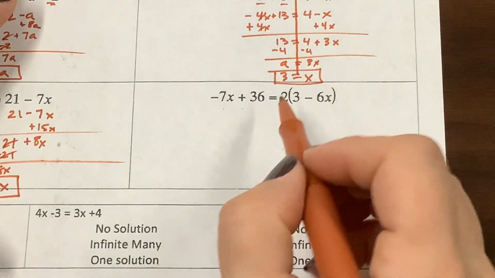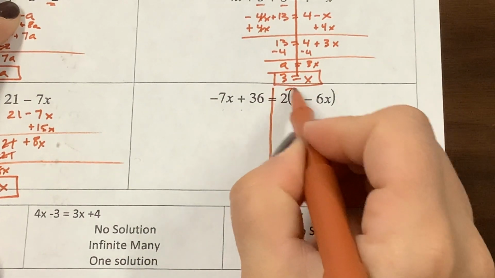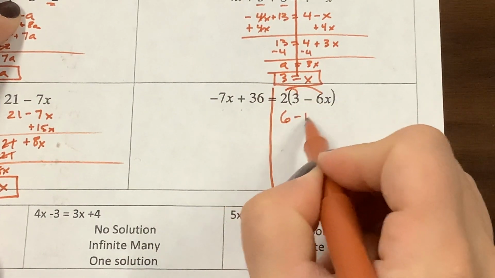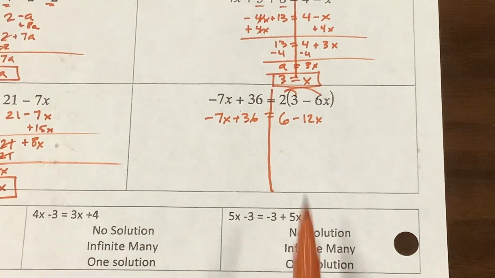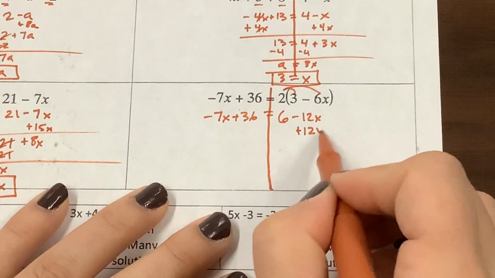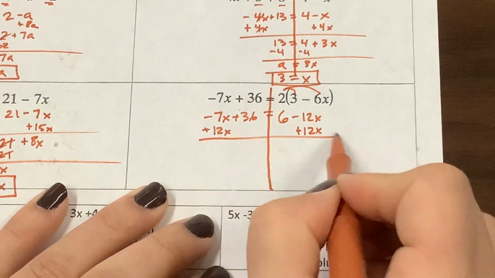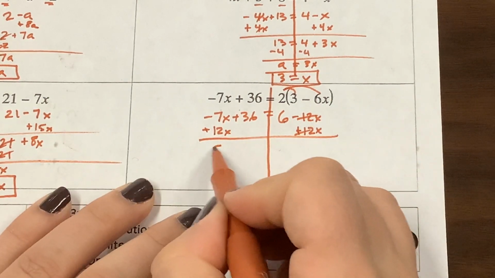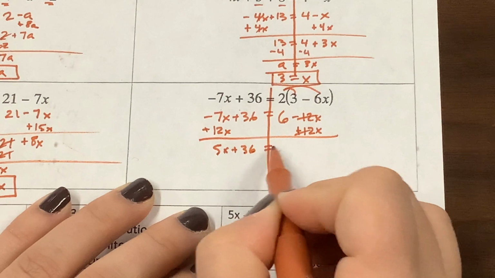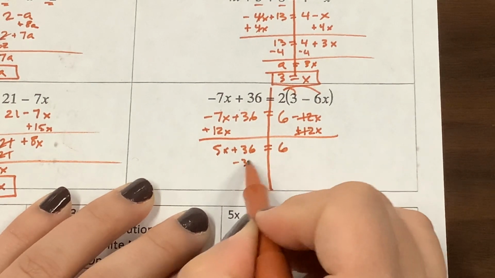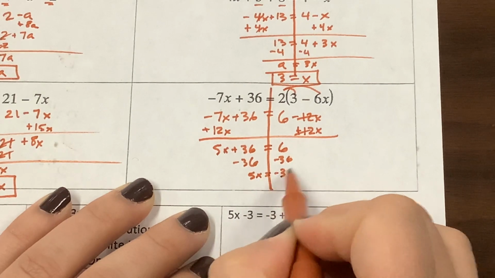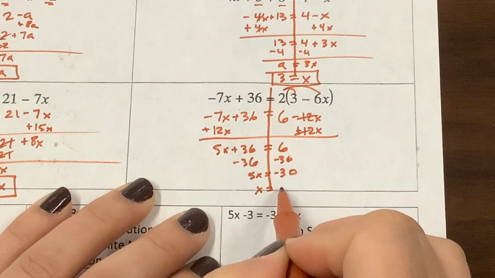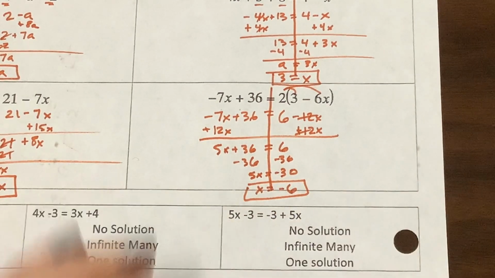Next one. Last one for solving. Distribute your 2 and you get 6 minus 12x, negative 7x plus 36. You're going to move your variable term by adding 12x to both sides. This cancels. This is 5x plus 36 equals 6. Subtract 36 on both sides. You get 5x equals negative 30. Divide by 5 and x equals negative 6.